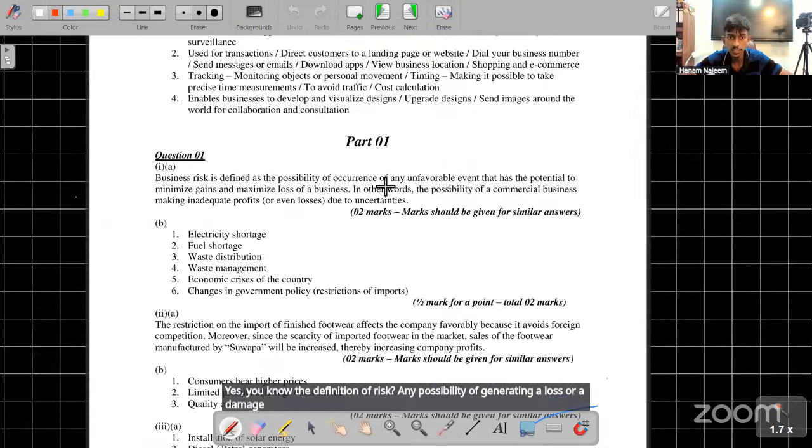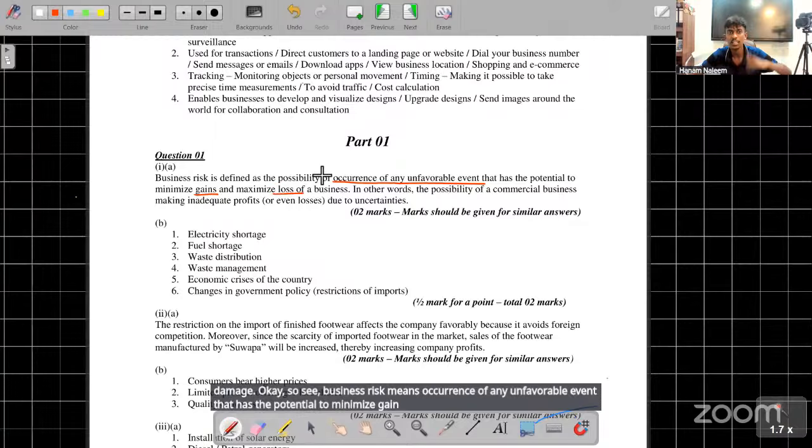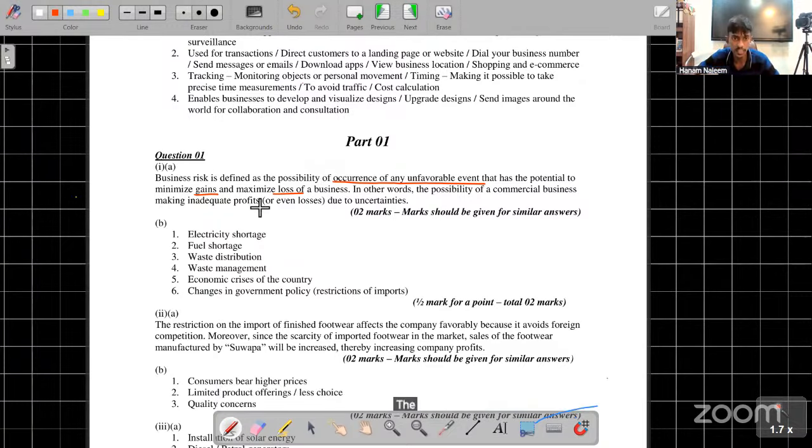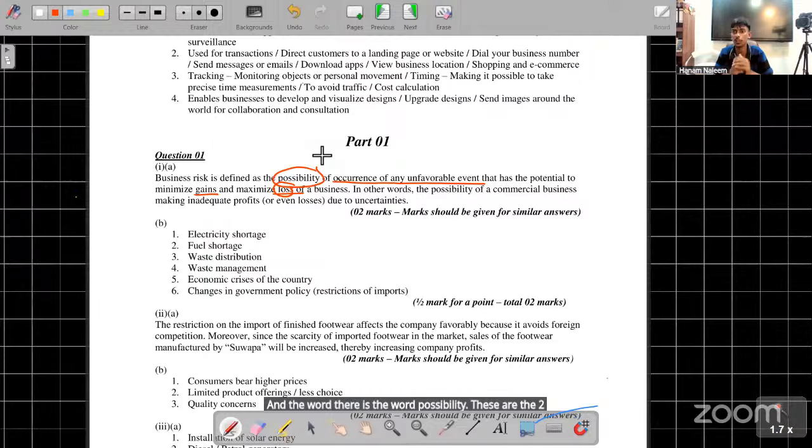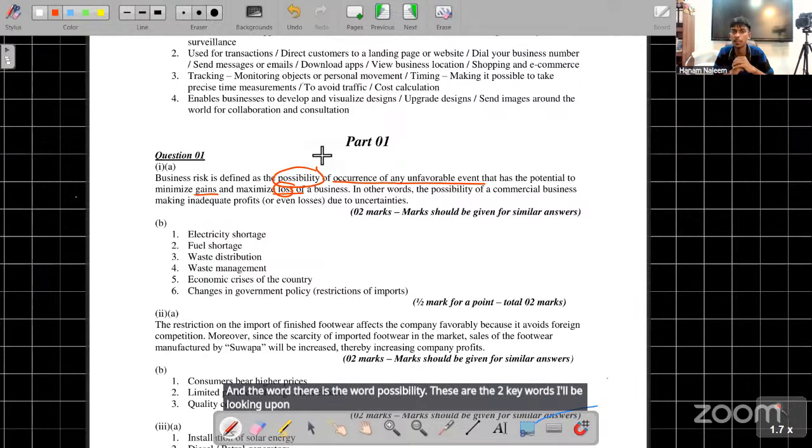Business risk means occurrence of any unfavorable event that has the potential to minimize gain and maximize the loss. In other words, which can cause a damage or loss. As an examiner, the keywords I'll be searching for are loss and possibility. Possibility and a loss or a damage. So that explanation is fine, and I'll give 1 mark.